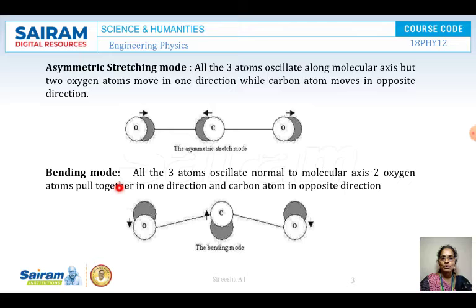Next is a bending mode. What is a bending mode? Here all the three atoms oscillate. In this bending mode, all the three atoms are oscillating, but perpendicular to the molecular axis. The carbon atom is moving in the positive y direction and both the oxygen atoms are moving in the same direction, along the negative y direction. And you can observe here that the carbon atom and the oxygen atoms are moving perpendicular to the molecular axis. So this is called a bending mode. So we have seen three types of modes: symmetric stretching mode, asymmetric stretching mode and the bending mode.